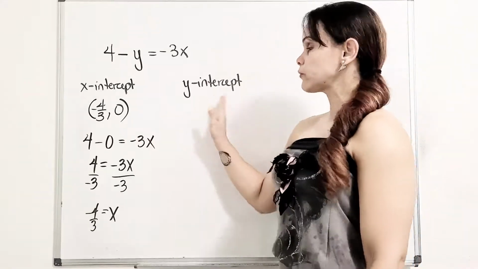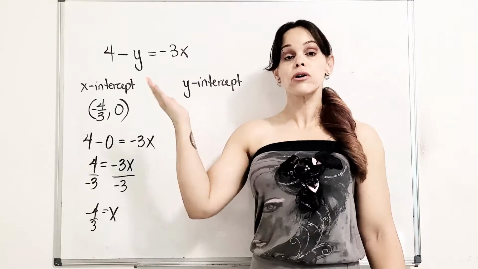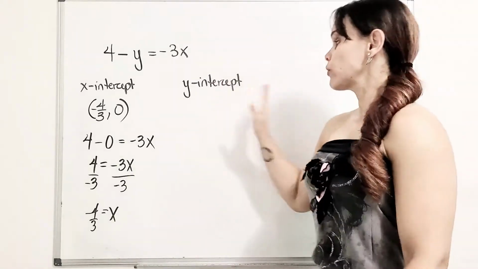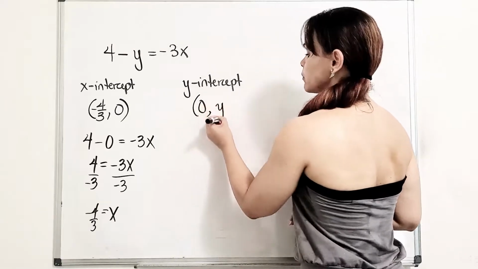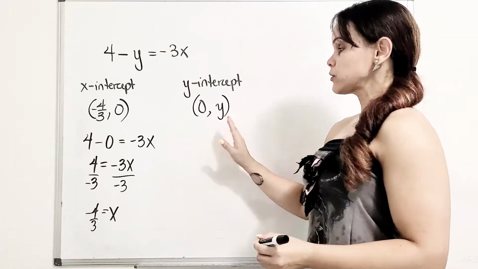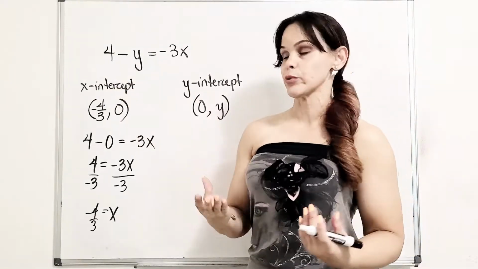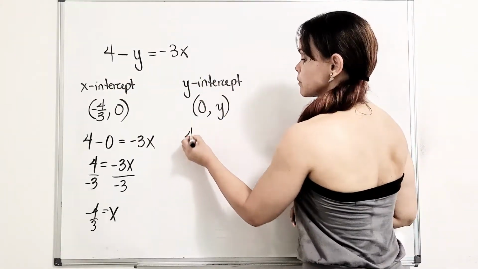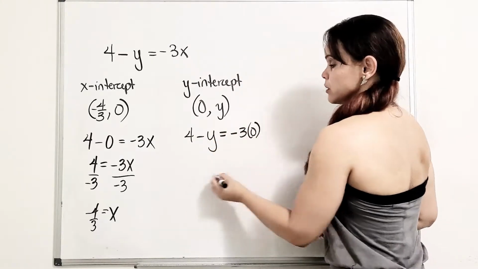Now similarly, the y-intercept is the point where the graph crosses the y-axis. So any point on the y-axis is going to have x-coordinate 0. So it's going to be of the form (0, y). So that means that in the equation, anywhere there is an x, I'm going to replace it by 0. So here we're going to have 4 minus y equal to negative 3 times 0. So we solve for y.